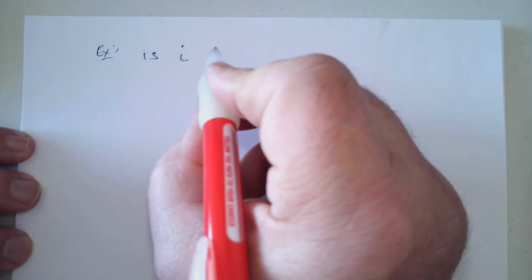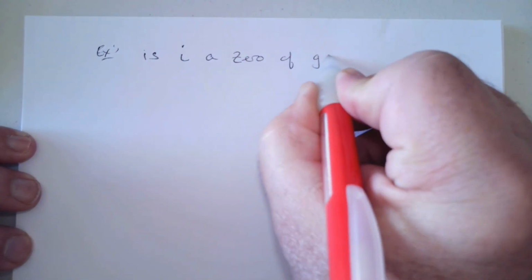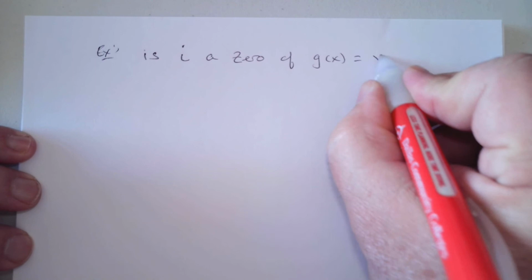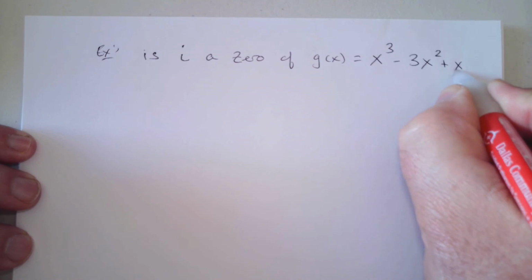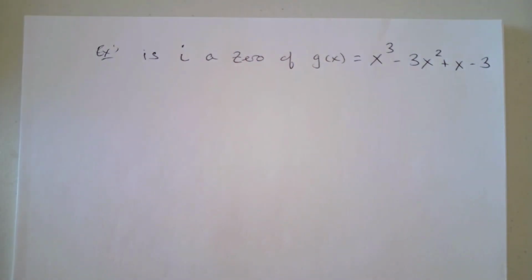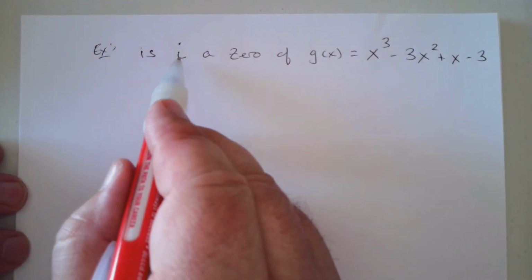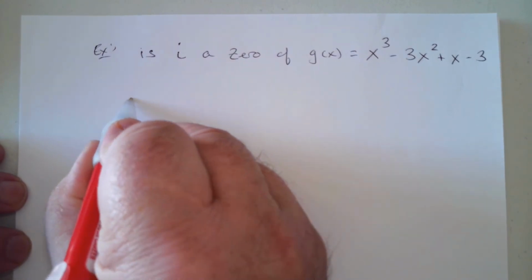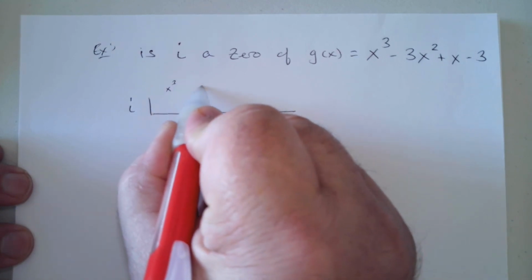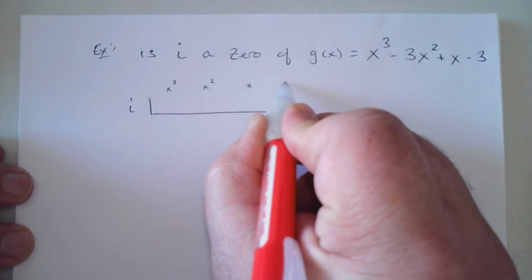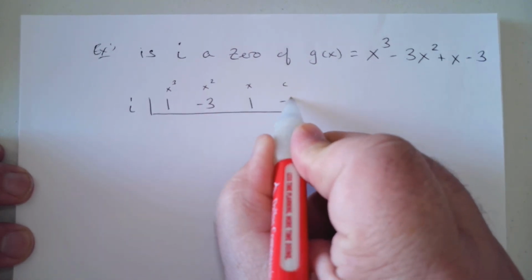Is i a 0 of g of x, where g of x is x cubed minus 3x squared plus x minus 3? Because it is possible to have imaginary answers. We do it the same way. So we have x cubed, x squared, x, and constant. So these are coefficients 1, negative 3, 1, negative 3.